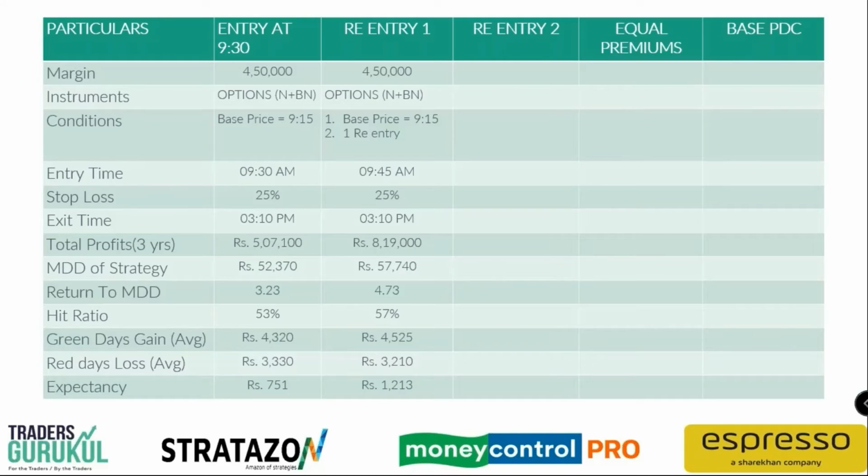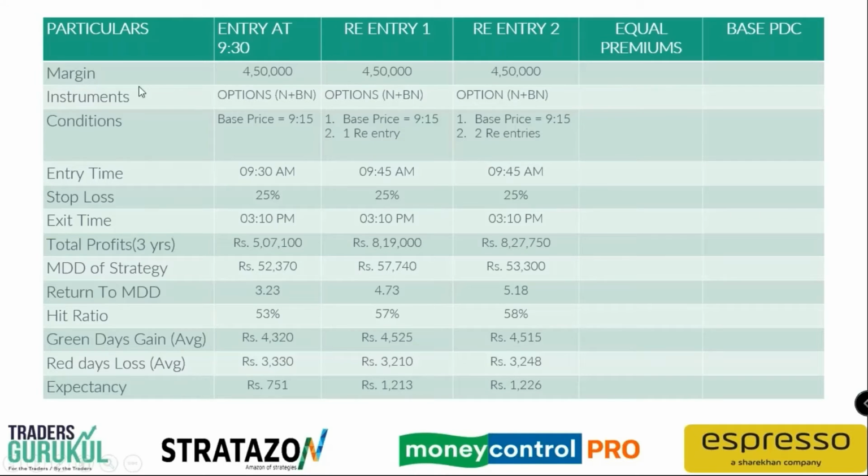Then again, suppose after hitting one stop loss, I took a re-entry. Suppose after hitting another stop loss, I take a re-entry once again. What happens then? Everything is the same, but instead of one re-entry, I am taking two re-entries. So I face one stop loss, I take a re-entry, I face a second stop loss, and I take a re-entry once again. Entry time, exit time and stop loss are the same.